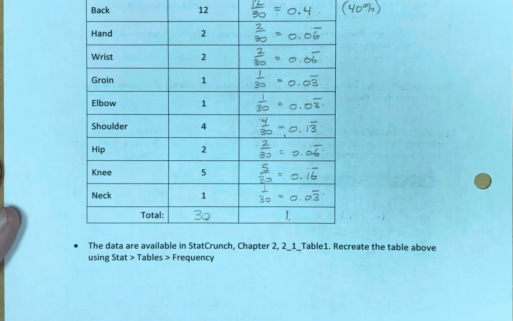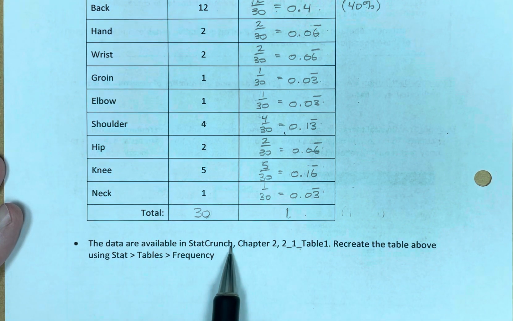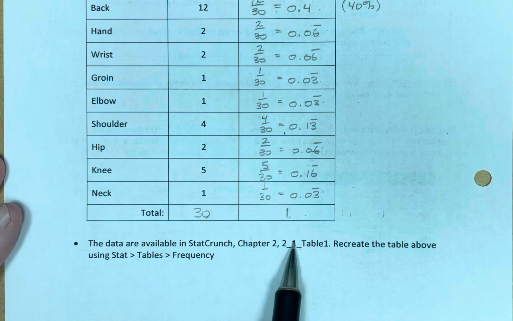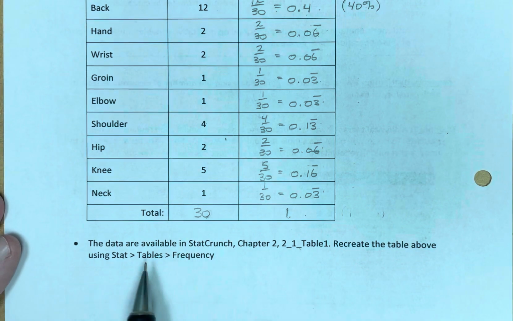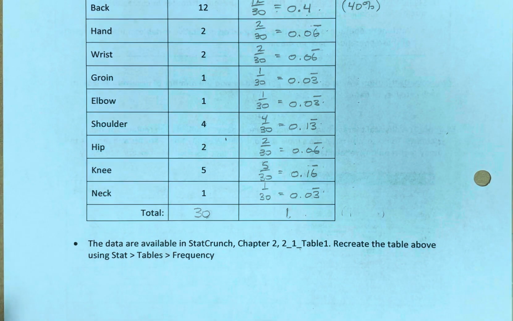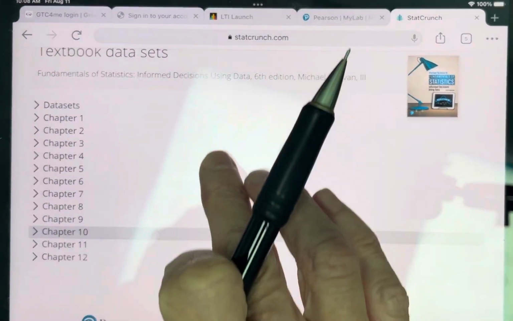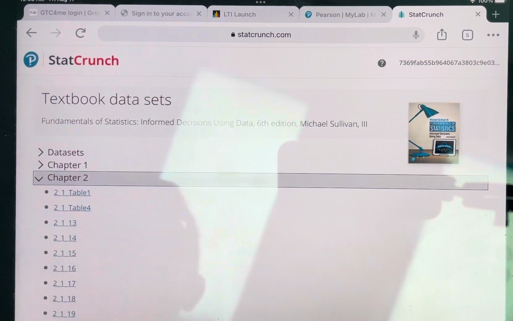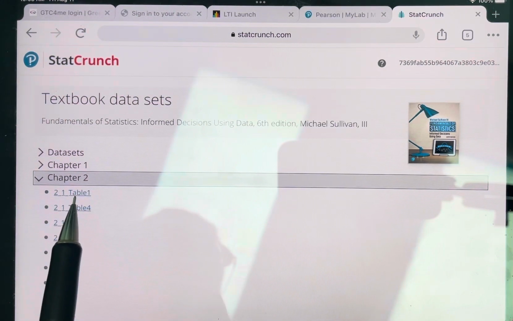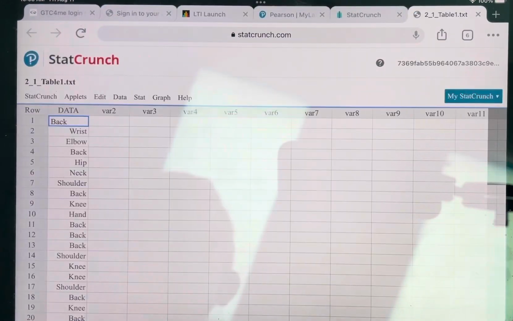StatCrunch does this for us as well. These data are available in StatCrunch, Chapter 2, 2_1_table 1. Let's recreate this table in StatCrunch, and we'll use Stat, Tables, Frequency to do that. So I'm in StatCrunch. I go to My Textbook Data Sets, and let's go into Chapter 2. And here is 2_1_table 1. I will click there and hope it works.